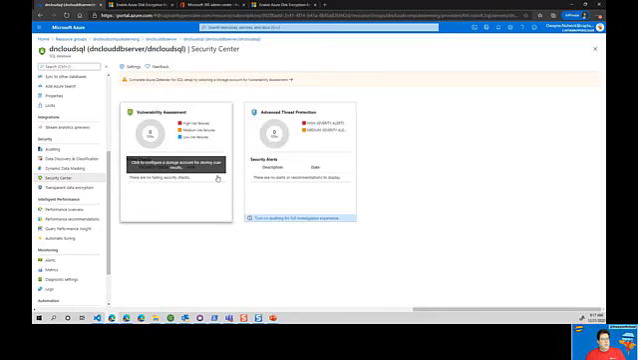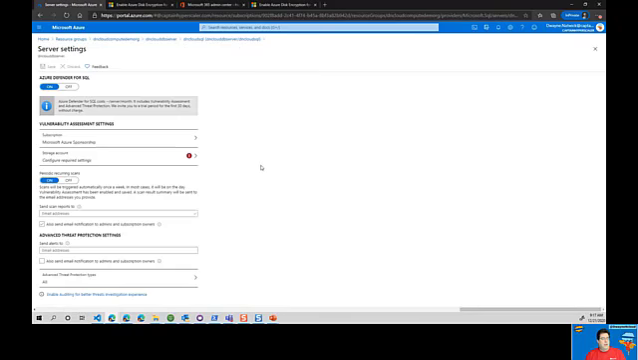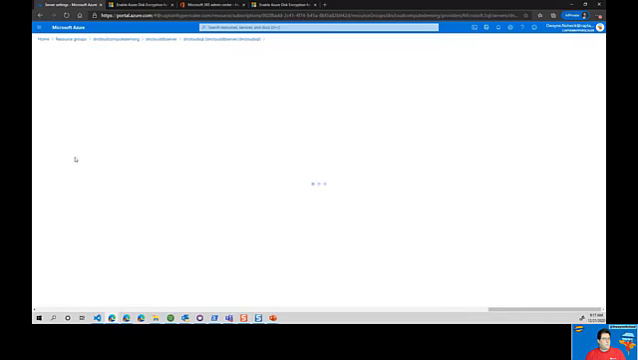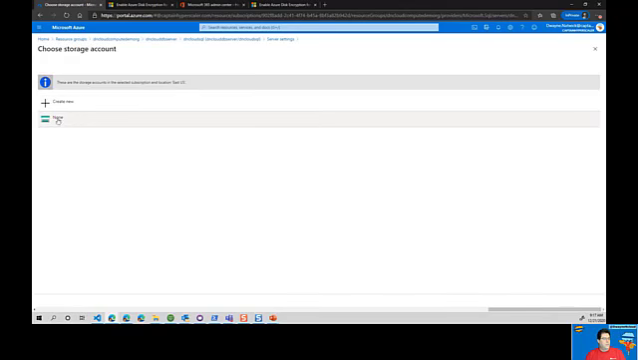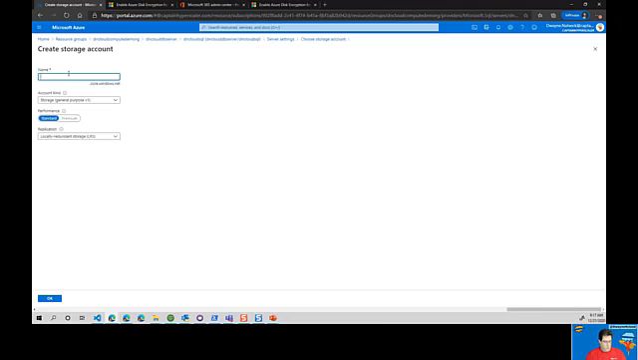If I go to Security Center, it's going to ask me to actually create my SQL setup. So I did not turn on, when I set up my SQL database, the advanced threat protection. So here I can go into my server settings and turn on and configure a storage account, if I wanted to.